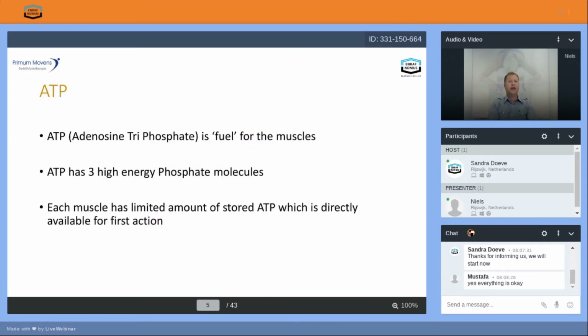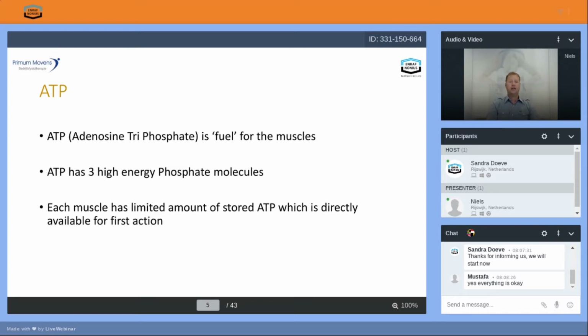Everything starts actually with ATP, which stands for adenosine triphosphate. It's the so-called fuel for the muscles. It's actually the only fuel that the muscles know. So you probably know that when you take in energy in the form of sugar, or from fat, it's transformed into ATP. The 3 in ATP stands for the 3 high energy phosphate molecules, and those phosphate molecules provide the actual energy within the muscle cells.